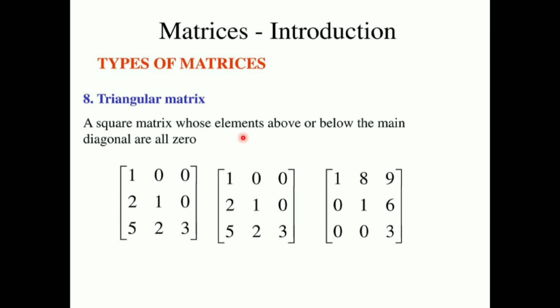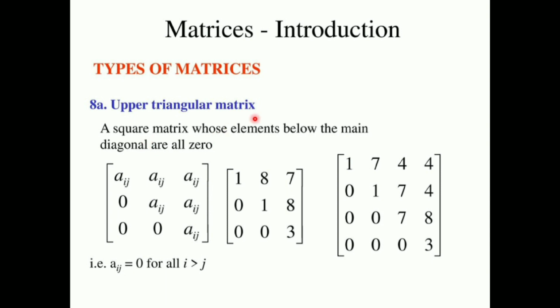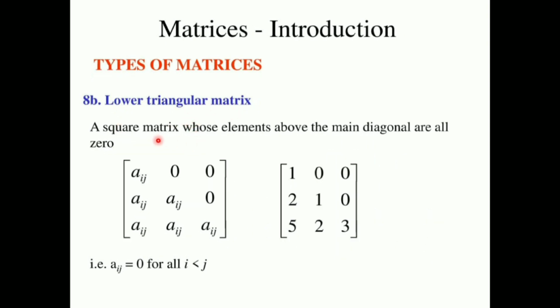Triangular matrix: a square matrix whose elements above or below the main diagonal are 0. Triangular matrices are further divided into two types, upper triangular and lower triangular. We are going to see them in the next slide. Upper triangular matrix: a square matrix whose elements below the main diagonal are 0. You can see here the elements below the diagonal are 0. Such matrices are known as upper triangular matrices. Lower triangular matrix: a square matrix whose elements above the main diagonal are 0. You can see here, we call it a lower triangular matrix.